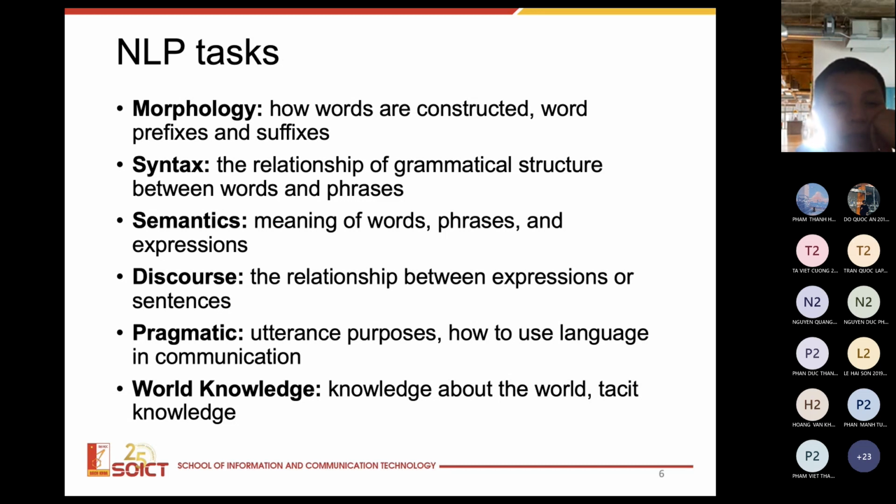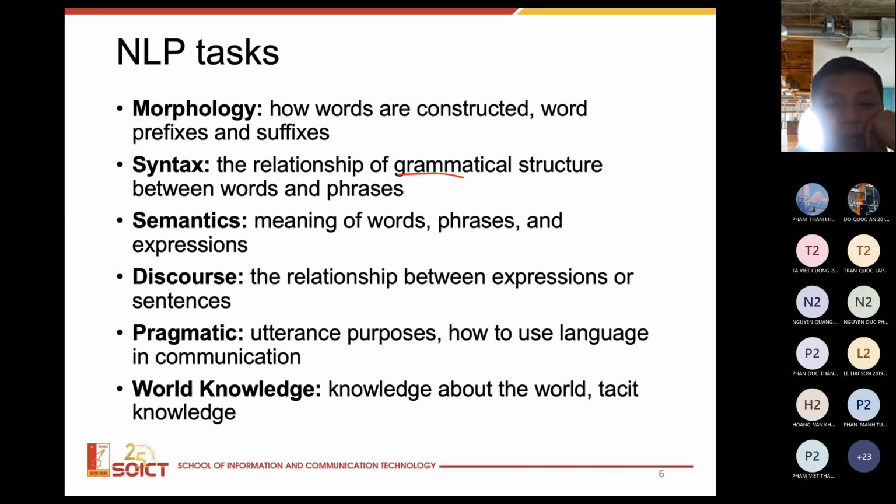And the second task type in NLP is the syntax task. In this task we want to understand the relationship of grammatical structure between the words and phrases. So we analyze the sentence to know where the noun is, where the verb is, and where the adjective is. Basically, the goal is to understand the grammatical structure of the words and phrases in the sentence and in the paragraph.